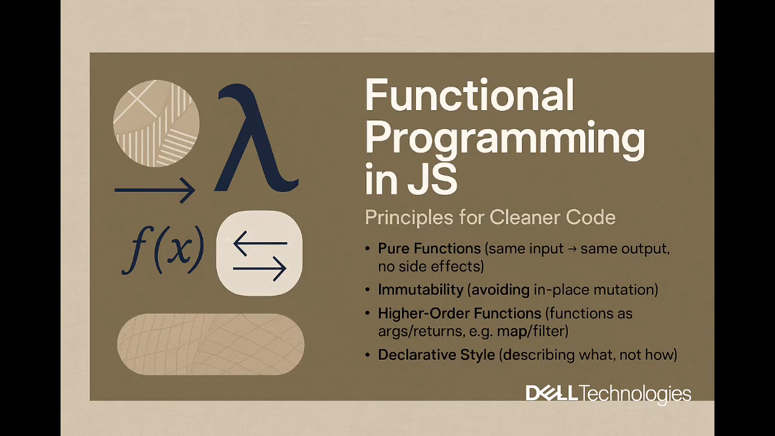For example, consider a function computeTaxPrice that returns price times 0.08. That's pure. It reads no external state and writes no external state. It just computes and returns. On the other hand, a function that does user balance plus equals amount, modifying a global variable, or one that calls an API or logs to the console is not pure.